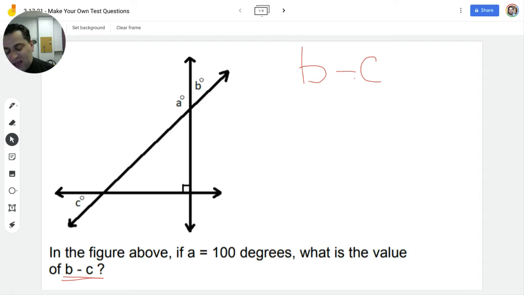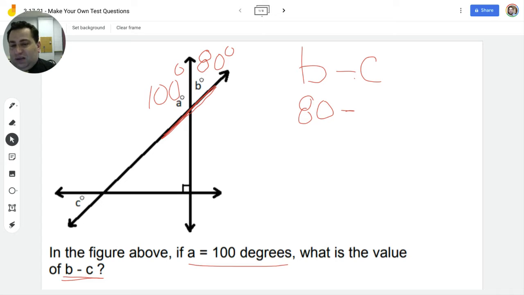They give us A in the problem. A is 100 degrees. So if I write 100 degrees in here, I can use a linear pair. A linear pair is two angles that form a line, or 180 degrees. A and B are a linear pair. So if A is 100 degrees, B is going to be 80 degrees. And that's great news, because B is one of the things we need to solve our problem.